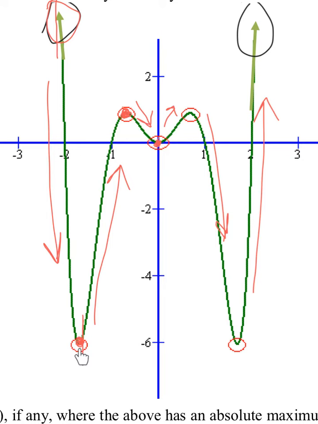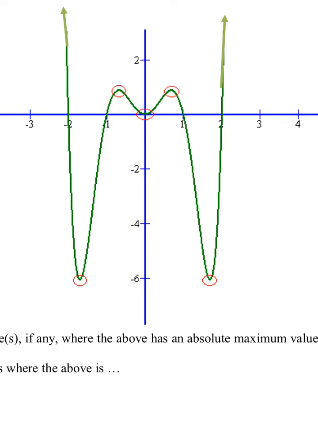The graph is decreasing. From negative 1.5 to negative 0.5, the graph is increasing. From negative 0.5 to 0, the graph is decreasing again. And from 0 to 0.75, the graph is increasing. From 0.75 to 1.5, it's decreasing, and so forth. So you have to look at the values for x as we look from left to right. What's going on with the y value? Is it going up or is it going down?